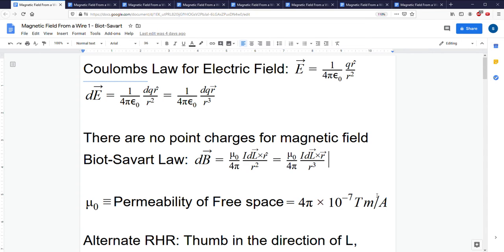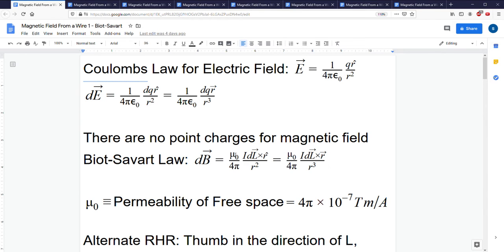So put this all together, you get what's called the Biot-Savart law. dB is equal to mu naught over 4 pi times I dl cross r hat over r squared. Or, if you would prefer to use the r vector form, mu naught over 4 pi I dl cross r vector over r cubed.